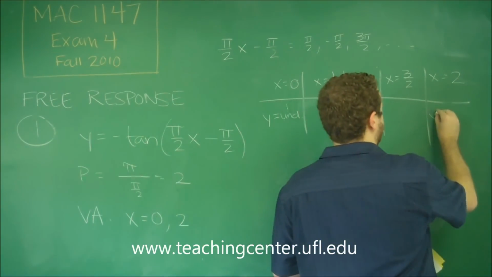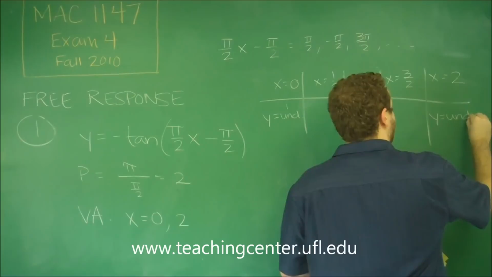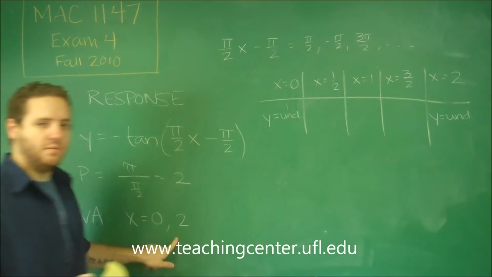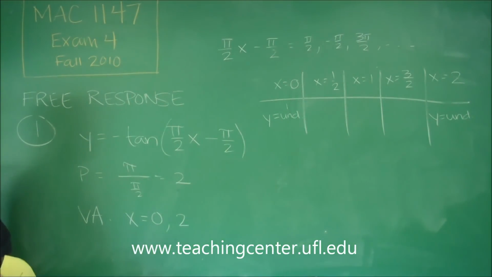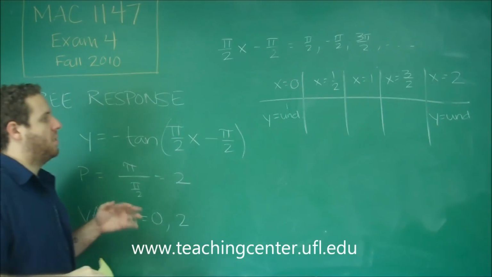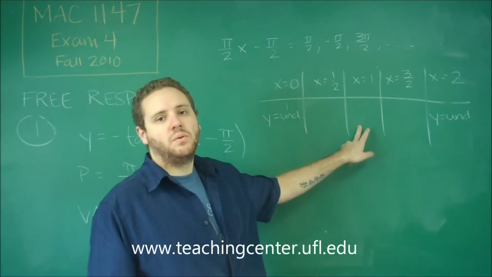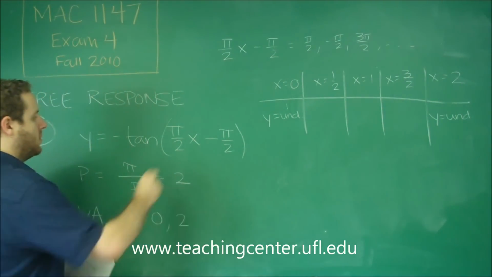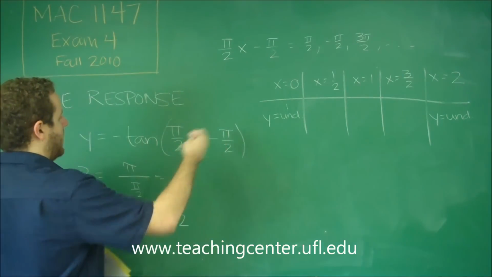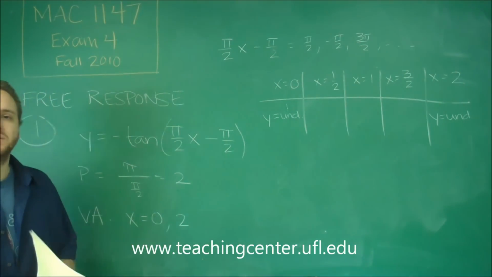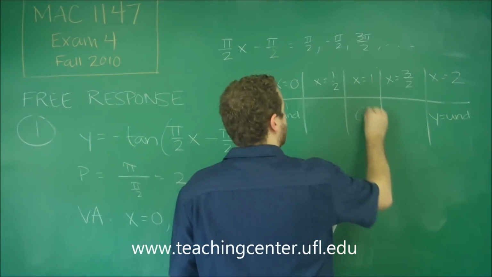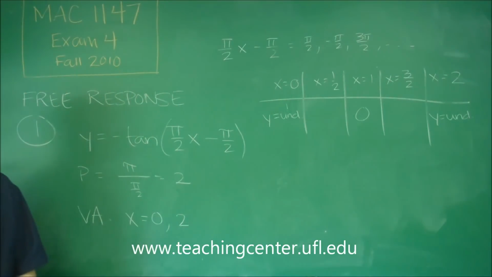So it was the same for x equals 2, because that was also a vertical asymptote. So let's see what happens when we plug in these other numbers. Let's just start with 1 because that would be the easiest. If we plug in 1 for x, we get pi over 2 minus pi over 2. That's 0, and tangent of 0 is 0. So we get that that's 0.